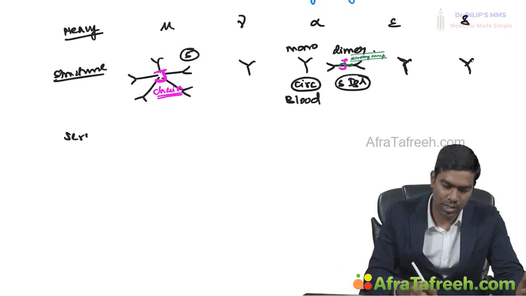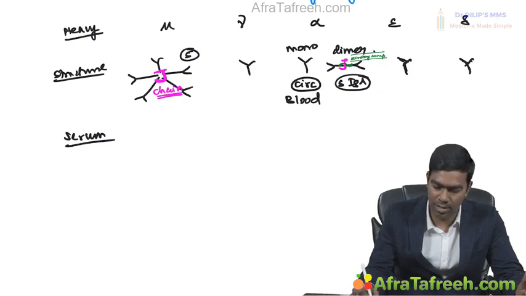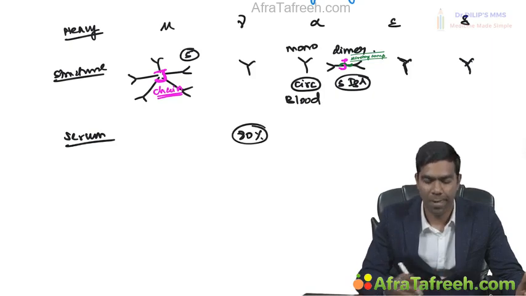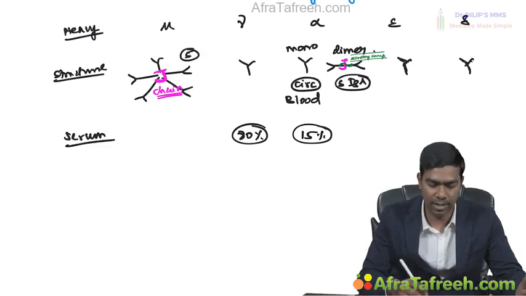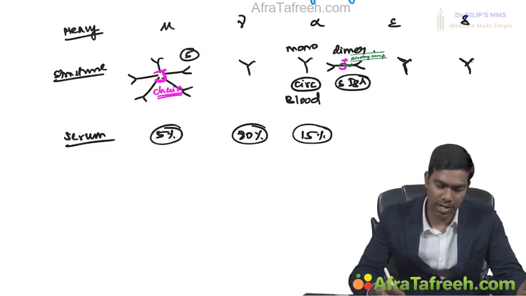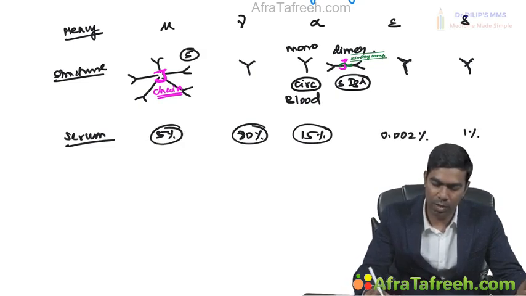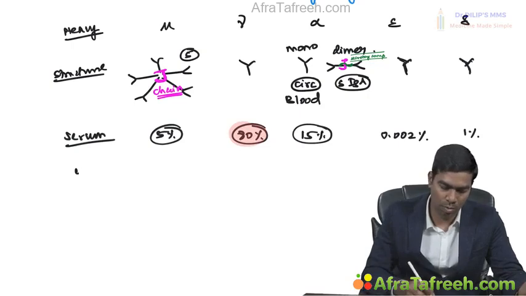And if they ask you about the serum, I told you 80% is contributed by IgG only. In the serum, for the total amount of immunoglobulins, 80% is IgG, 15% is IgA, 5% is IgM, 0.002% is IgE, and only 1% is IgD. So you can see the maximum is IgG only in the blood. There is no doubt about that.